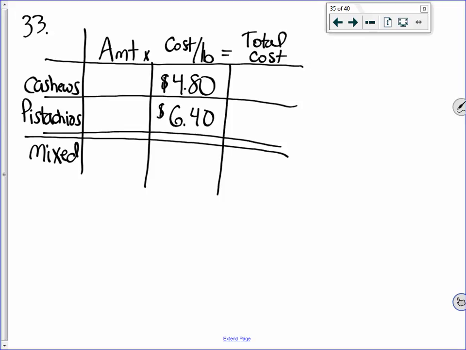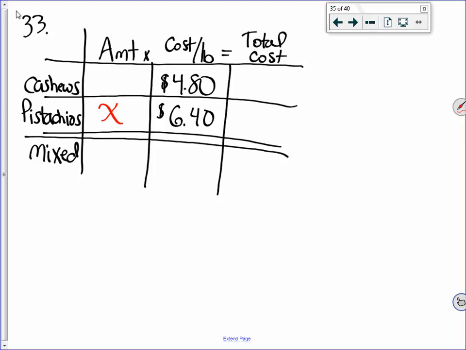Now, if you're mixing them together, the cost is going to be somewhere in between here because it's a mixture of both of them. And it says that you want to create a mixture. It says how many pounds of pistachios. So notice the way it is stated. How many pounds of pistachios? So what do you think I'm going to put near pounds of pistachios or amount of pistachios? Isabel? X.